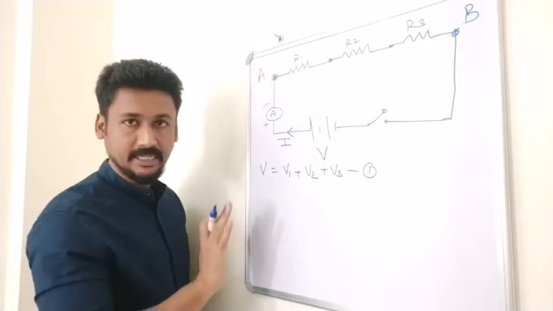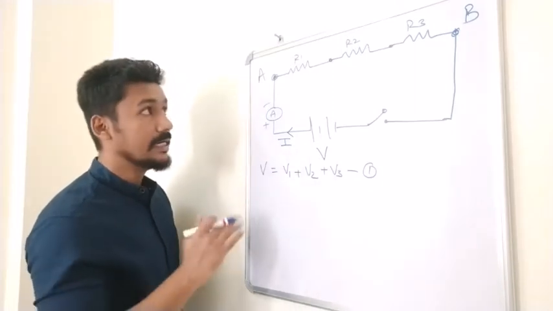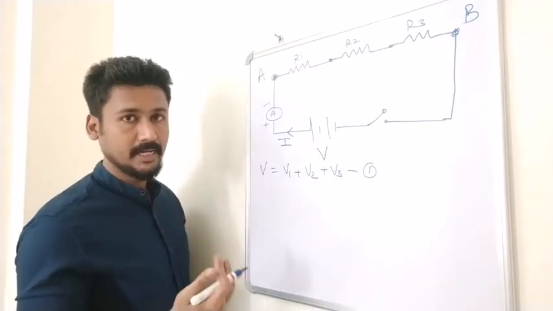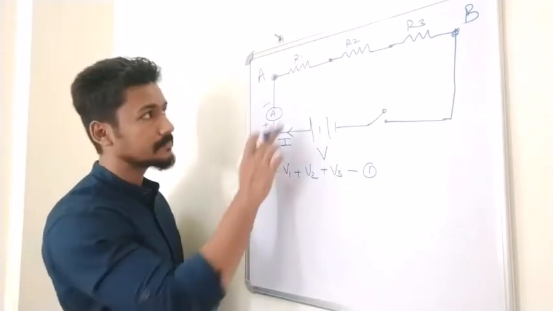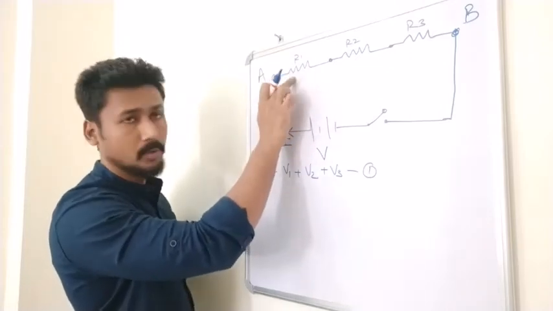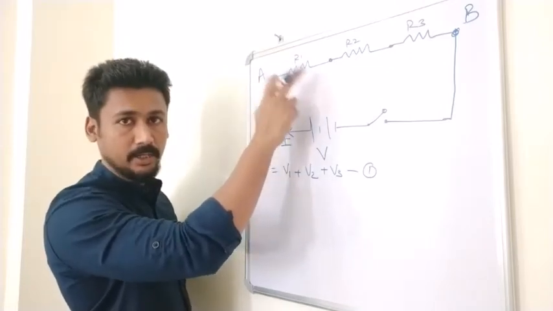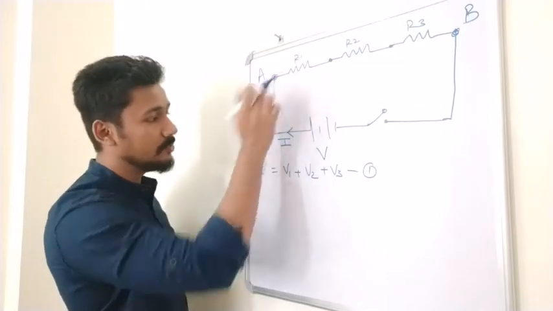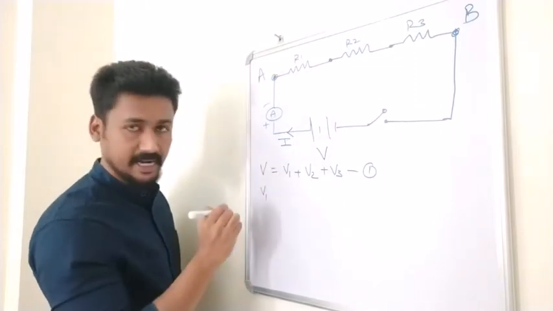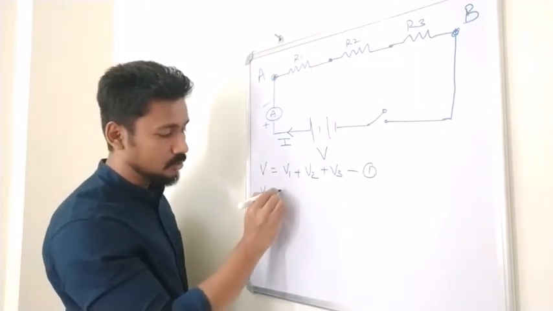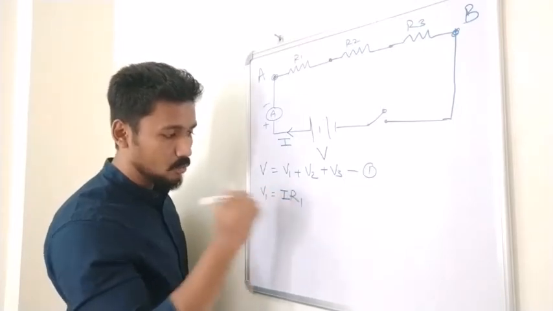So I think till here it is understood. Now we are going to use the Ohm's law. Right? Now what Ohm's law will say? That potential difference is equal to current into resistance. So how much will be V1? By using Ohm's law we can write V1 will be equal to I R1.